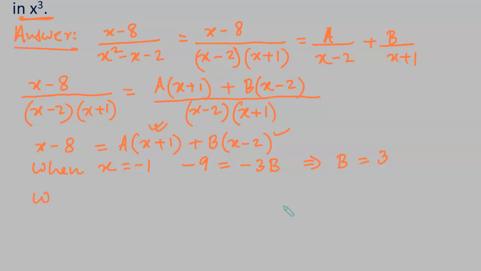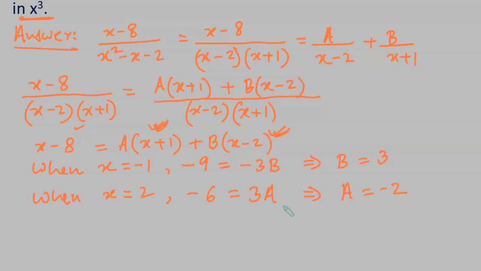Next, we take the x value as, say, 2. When x equals 2, this part becomes equal to 0. So the non-zero term is this. And what is the value of the left hand side? It is 2 minus 8, which is equal to negative 6. This is equal to 2 plus 1 is 3, so it is 3A. Therefore, A is equal to negative 6 over 3, which is equal to negative 2.